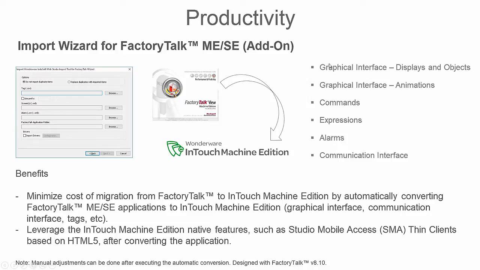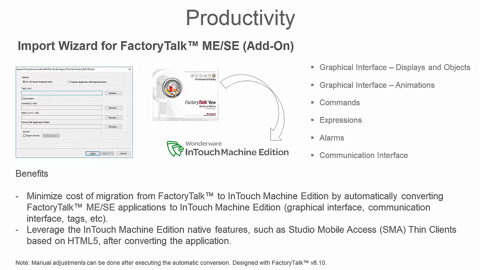So the conversion supports displays and objects from the graphical interface, animations from the graphical interface, commands from FactoryTalk Site Edition, expressions, alarms, and communication interface. Based on benchmark tests conducted with real-world applications and beta tester customers, we were able to convert applications and save roughly 85% to 95% of the time that would take us to convert the whole application manually.